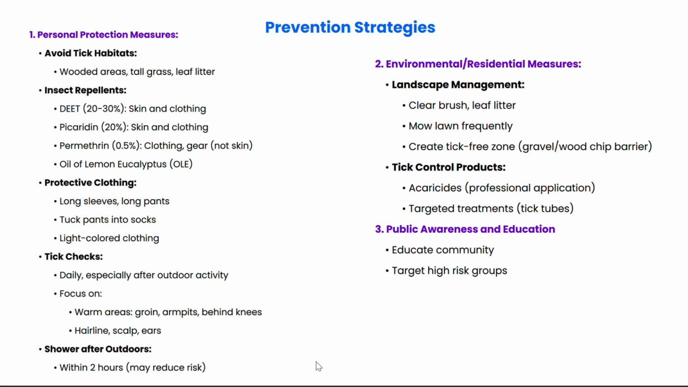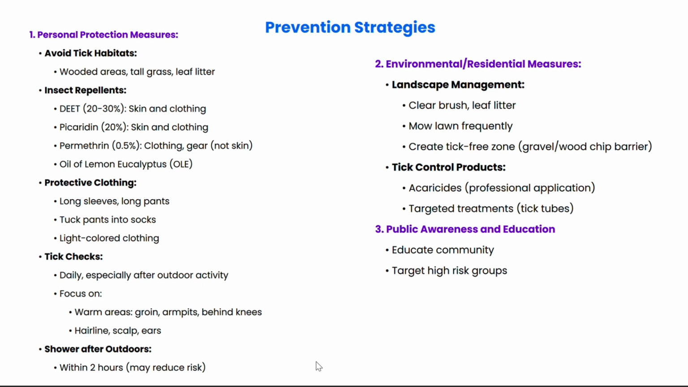When you are in these areas, use insect repellents. DEET-based repellents with a concentration of 20 to 30% are effective and can be applied to both skin and clothing. Picaridin is another safe and effective repellent that can be used on the skin and clothing. Permethrin is a particularly effective insecticide that kills ticks on contact. However, it should only be applied to clothing and gear and never directly on the skin. Oil of lemon eucalyptus, or OLE, is a plant-based repellent that can also provide protection.